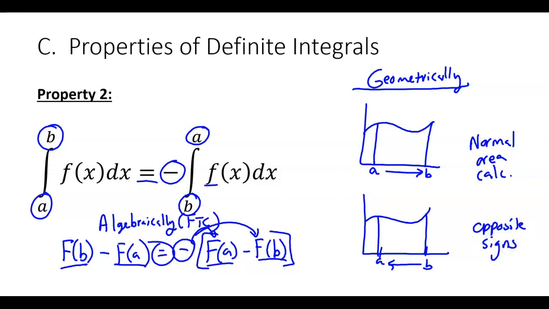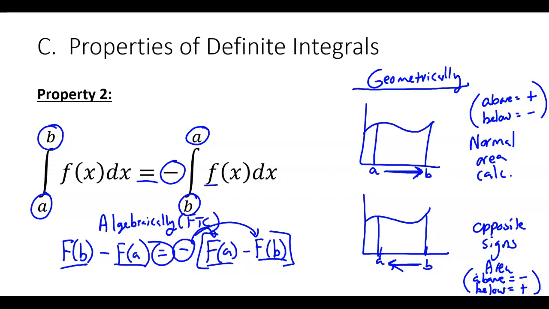So whenever you integrate from left to right, you get a normal area. And what I mean by normal area is above the curve is positive, below the curve is negative. Let's write that. But when you integrate backwards from right to left, you get opposite signs. In other words, if it's above the x-axis, then you end up with a negative area. And if it's below the x-axis, then you'll end up with a positive area. So it reverses the signs.